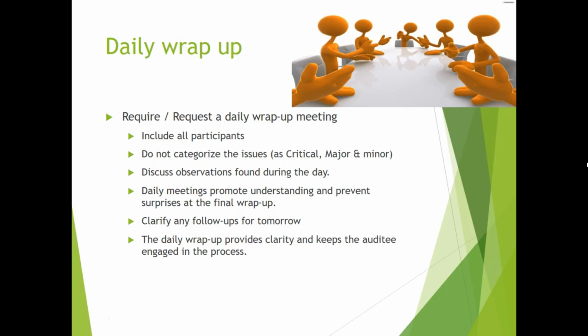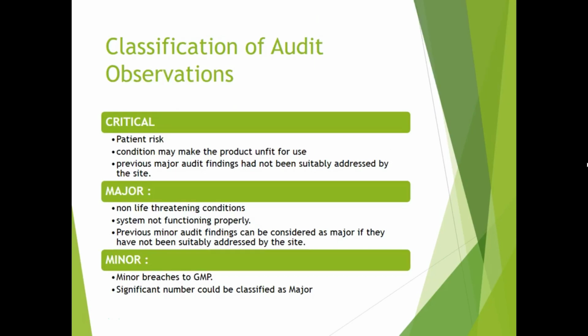The auditor normally discusses the observations that were found during that day, and that gives the site a chance to correct them or to provide more evidence to support their defence. Daily meetings promote understanding and prevent surprises at the final wrap-up or the final report closeout meeting. It allows the auditee to clarify and follow up on items for the next day's agenda. And the daily wrap-up provides clarity and keeps the auditee engaged in the process.